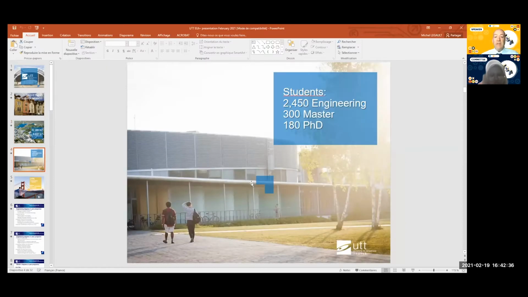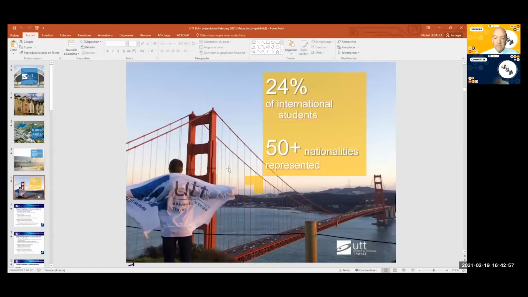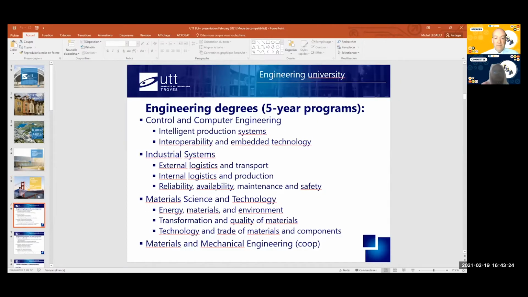Now, about the number of students, we're a small, in fact, university. Again, it's very convenient to study engineering. You have the number of students that take a Master's of Engineering. It's a 5-year program. We also have Masters of Science students, and we also have some PhD students. 1 student out of 4 is an international student at UTT from 50 nationalities. We host several international students, of which some are exchange students and others are degree seekers. It depends on the agreements we have with the institution. Some will come for a double degree and some will come for the full degree at UTT.